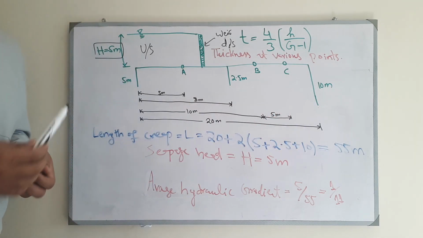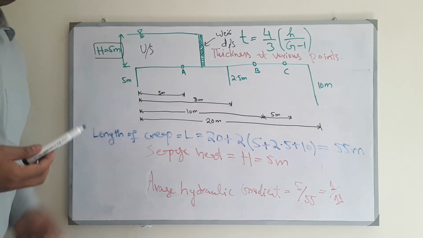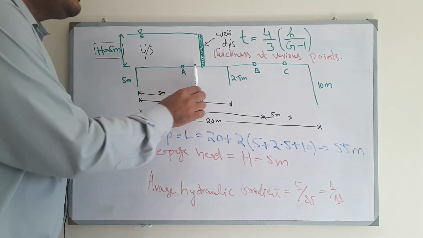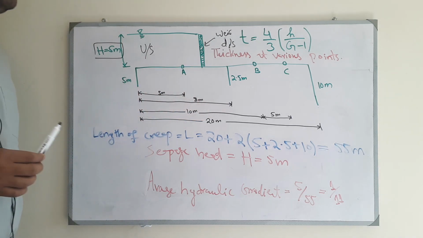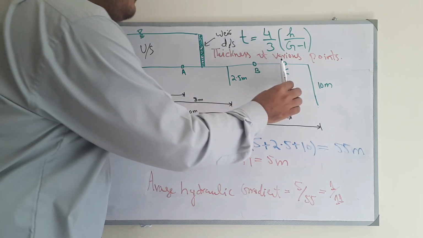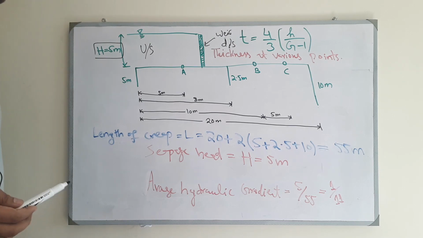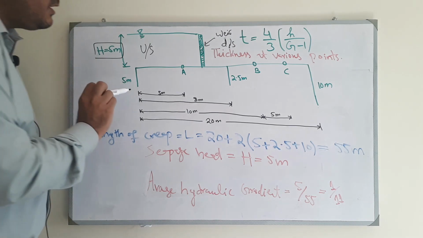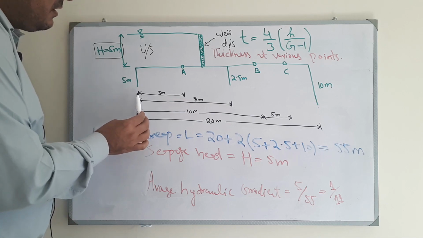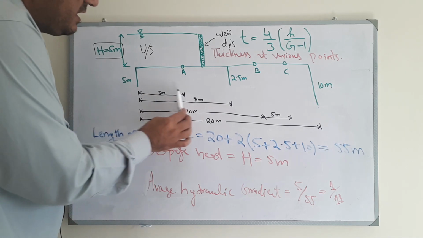Then your task is to find the thickness of the impervious floor at point A, which is at the upstream of the hydraulic structure, at point B, and at point C. Point B and point C are at the downstream of the hydraulic structure. Then the horizontal distance from the upstream sheet pile to point A is 5 meter.